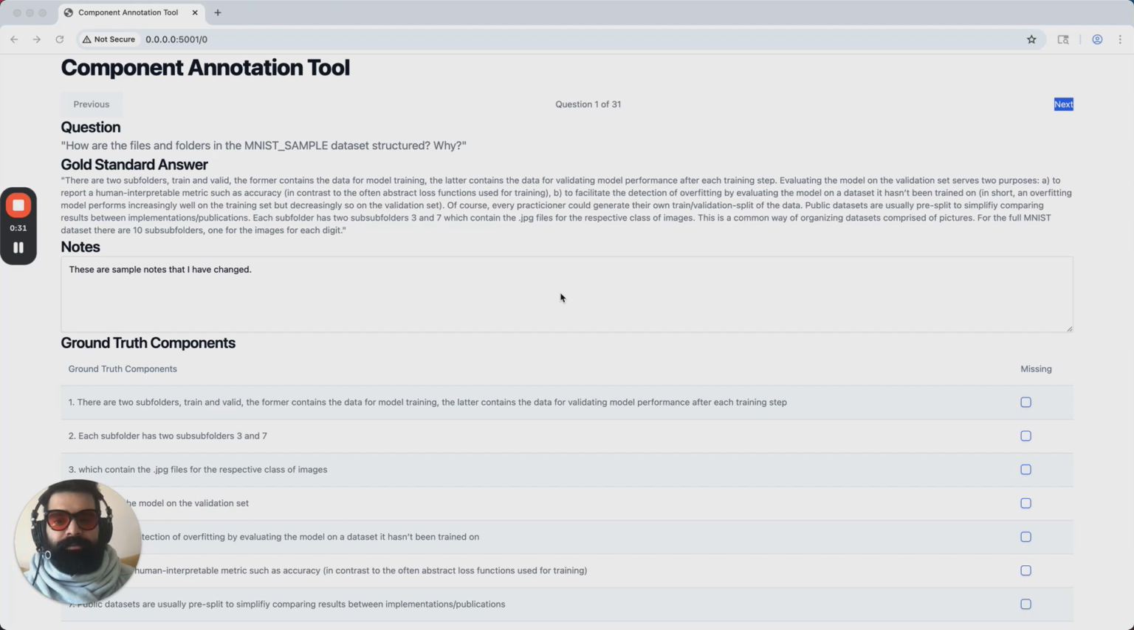First is text decomposition. So I have a question and then I have a gold answer. And the gold answer I'm decomposing into unique answer components that each are related to a particular concept. The next step is retrieval. So I'm going to take that answer component and try to find the passages that are relevant to it.